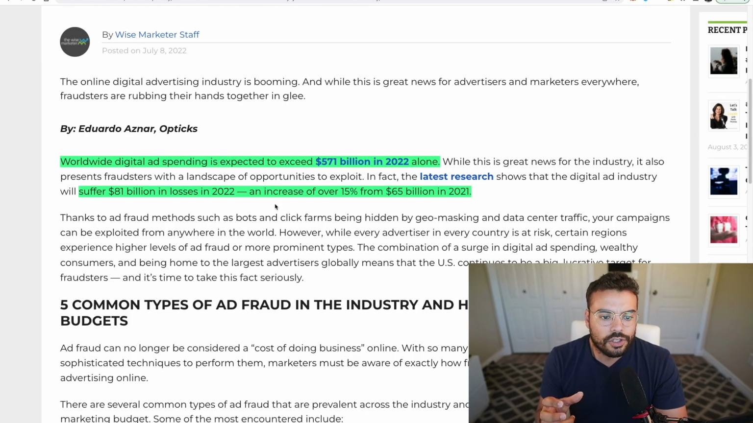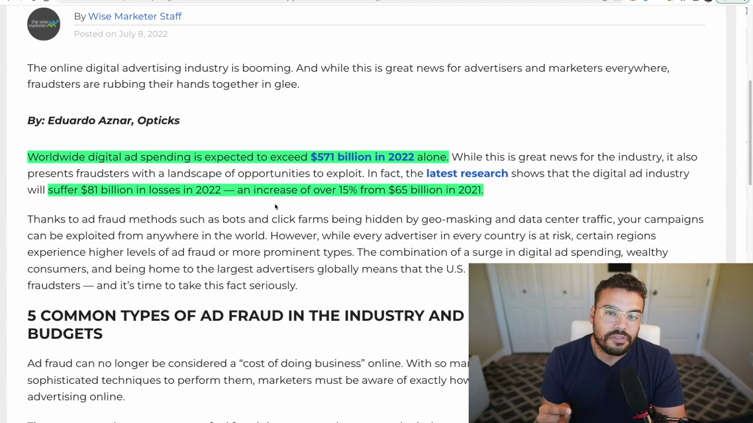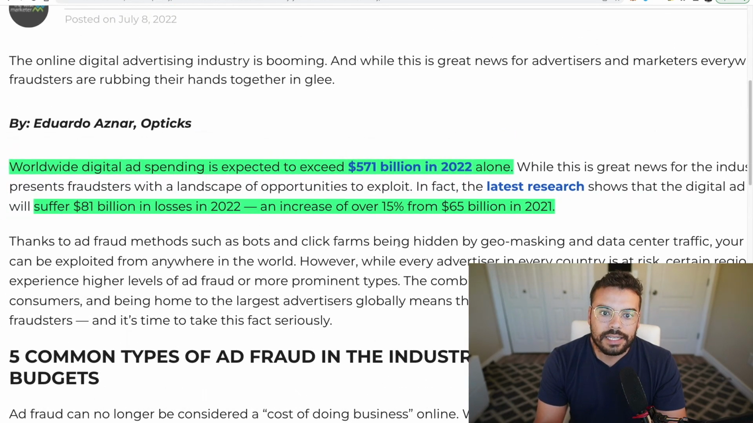If we look here, worldwide digital ad spend is expected to exceed $571 billion in 2022. Now, of that $571 billion, it's expected that they're going to suffer $81 billion in losses in 2022 due to fraudulent clicks, fraudulent ad spend, and that's expected to increase again. It increased from $65 billion in 2021 to now $81 billion projected in 2022, and that number is expected to cross $100 billion by 2023. So a massive market for Verasity to tap into here. If they're able to save billions or millions of dollars for clients, this is going to take off like a rocket. I cannot stress enough how important what they're doing is, but obviously it's all in the execution.